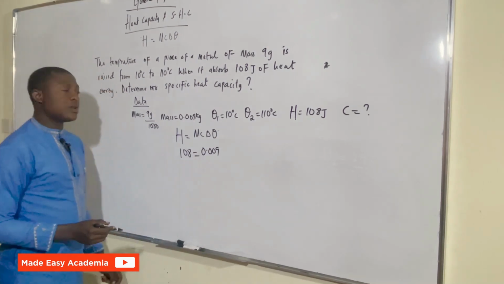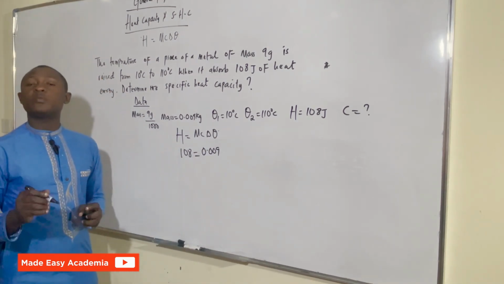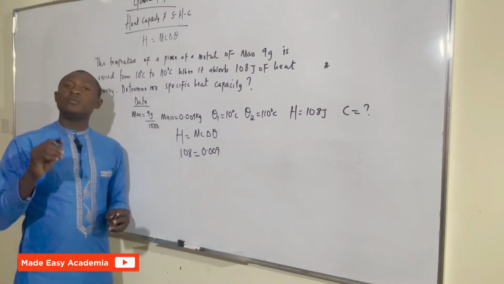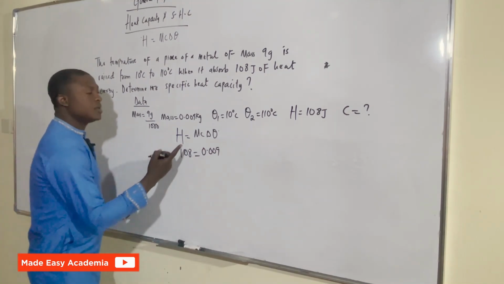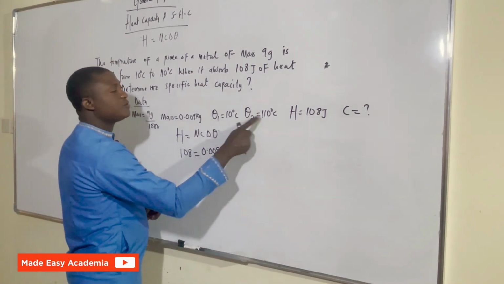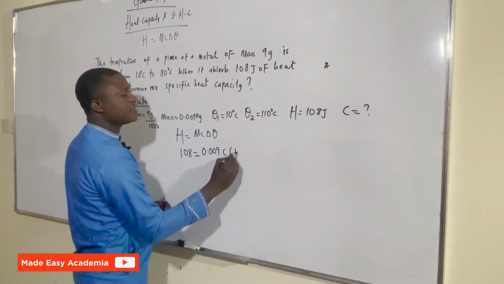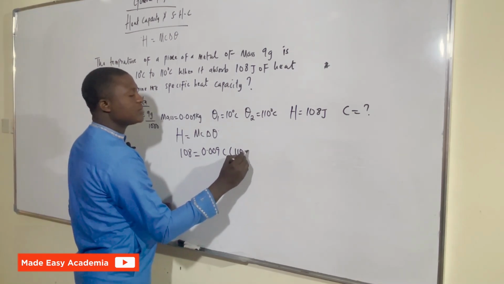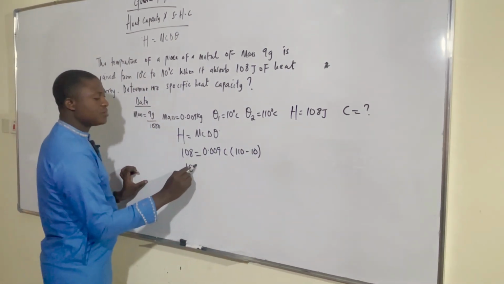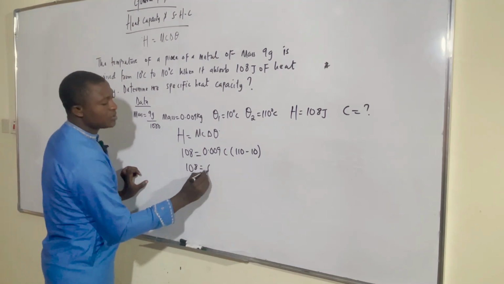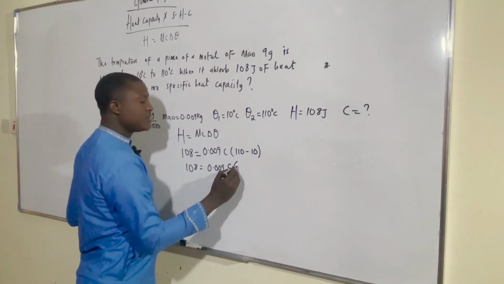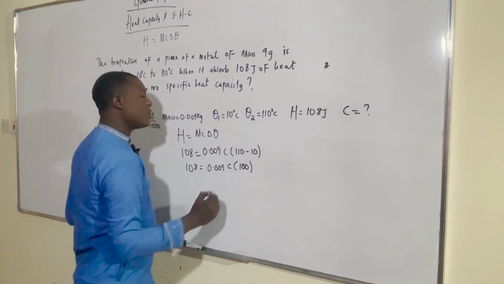The reason why we use this: you can see we are given 9 gram, but from the problem the mass is in gram, and whenever we are given the mass in gram, we must convert that mass to kilogram. I'm looking for C, which is unknown. I have two temperatures, so I can find their difference as 110 minus 10. So here we have 108 is equal to 0.009 C. So 110 minus 10, of course, we are going to have 100.